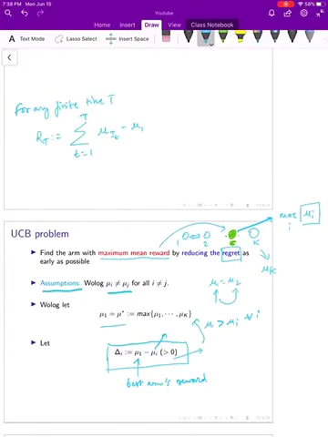Or it should be the other way. Yeah. So here the I_t is the arm which we would select, the arm selected at time t.